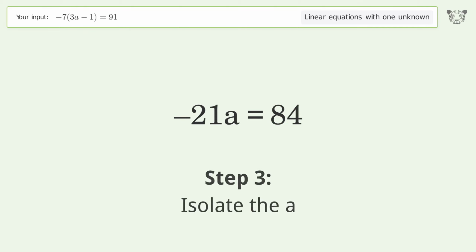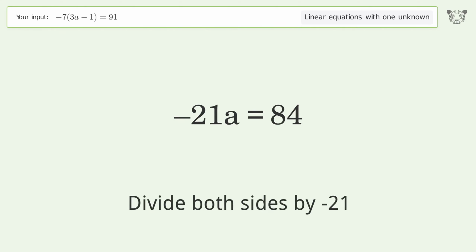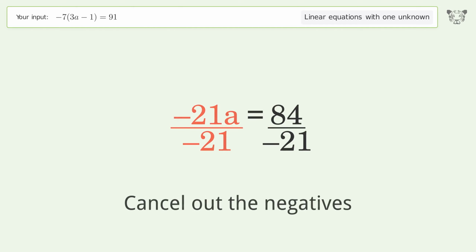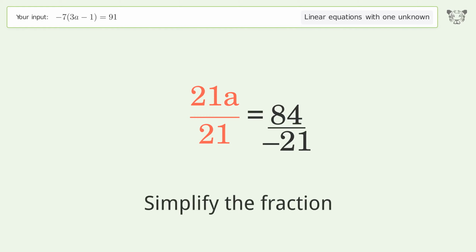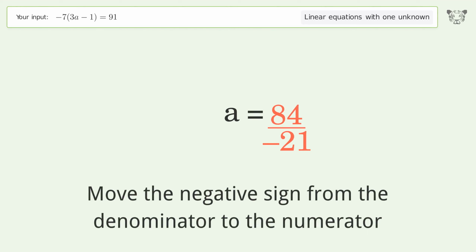Isolate the a. Divide both sides by -21. Cancel out the negatives. Simplify the fraction. Move the negative sign from the denominator to the numerator.